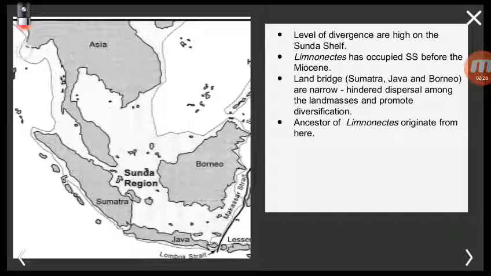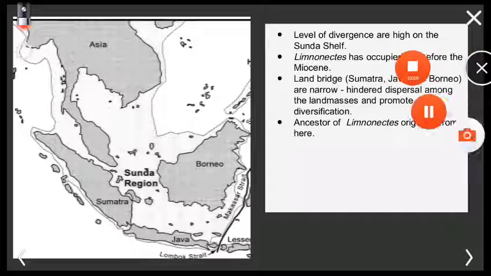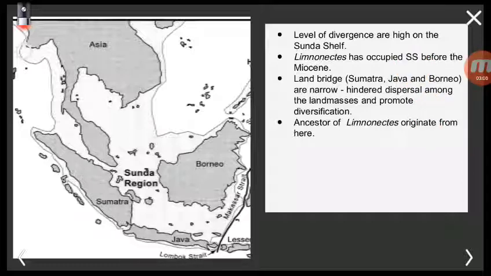How does the diversification occur on the Sunda Shelf? It can occur due to dispersal across the barrier and also through vicariance. During the existence of the land-positive peninsula, Limnonectes spread across the Sunda Shelf and was isolated by barriers such as mountain ranges and rivers, thus causing new speciation. This speciation will cause diversification in the Limnonectes species.